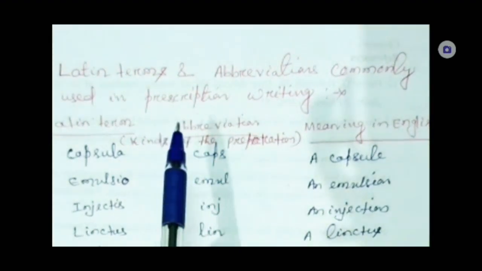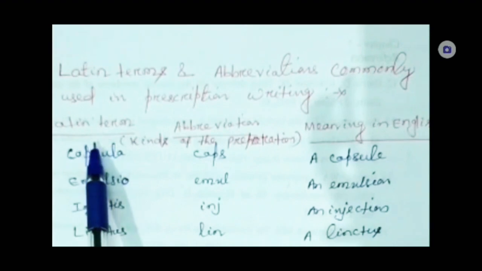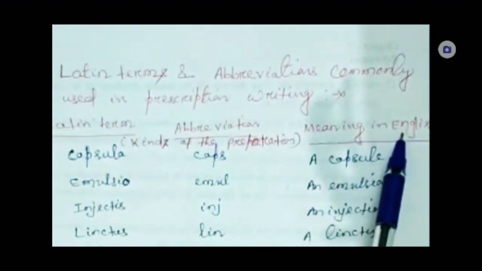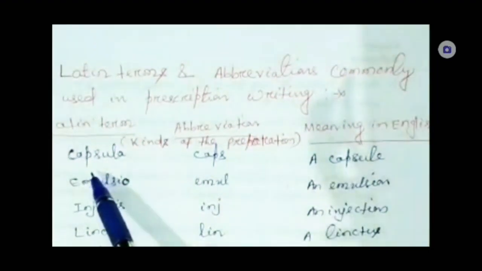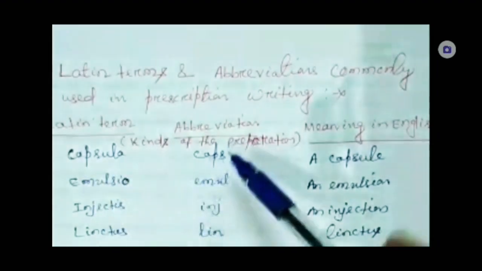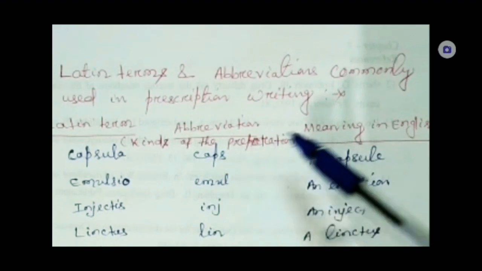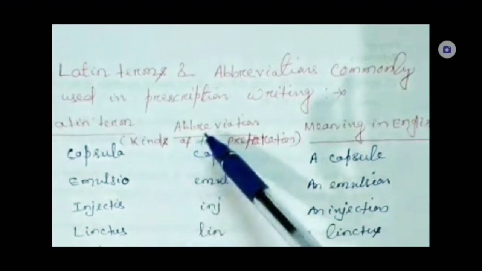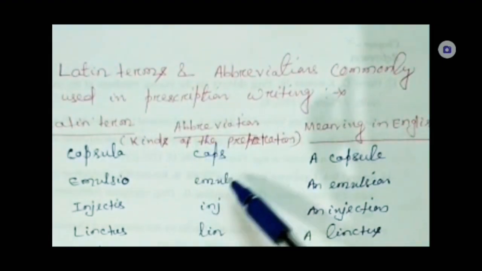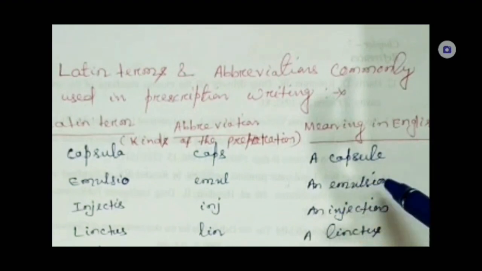Now, some of the Latin terms are grouped according to the kinds of preparation. So here is a heading: Latin term, abbreviation and its meaning in English. First of all, according to the kinds of preparation, if the Latin term is capsula and the abbreviation written is caps or cap, then we have to understand its meaning is a capsule. If the Latin term emulsio is written as emul, it indicates the formulation emulsion.